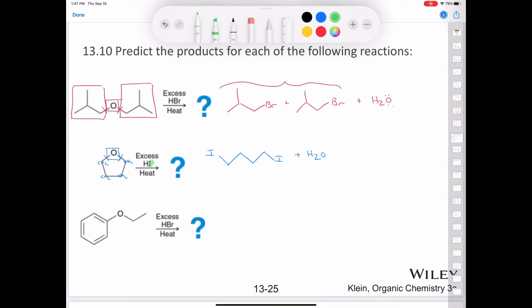Let's try the last example. This one we have ethoxybenzene, and we're treating with excess HBr and heat. Remember, we can't break this bond because that is an aryl ether. And if you remember, we can't break the bond of an aryl ether when we treat it with HBr or HI. However, we can break this bond right here because it's to an alkyl group, right? It's to an ethyl group. And so what we're going to end up with in this case is our aromatic ring, which will still have the oxygen attached, but now it will have a hydrogen, and that is called phenol. And we're also going to end up with our ethyl group, and it's going to have a bromine attached like that.